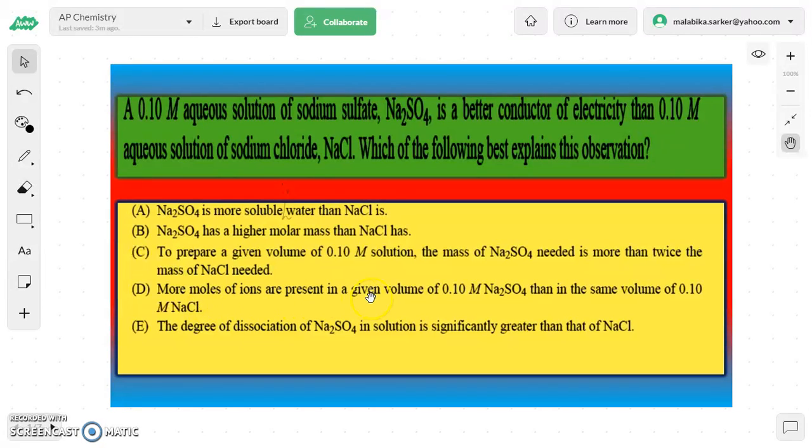D. More moles of ions are present in a given volume of 0.10 molar sodium sulfate than in the same volume of 0.10 molar sodium chloride. E. The degree of dissociation of sodium sulfate in solution is significantly greater than that of sodium chloride.